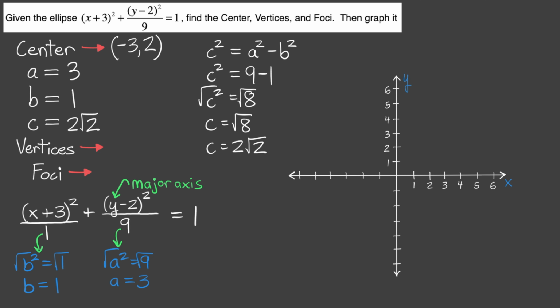So one thing I always tell my students is everything stems from the center. So we definitely want to graph our center first. So it's negative 3, so we go left 3, up 2. So that's right there. So there is our center.